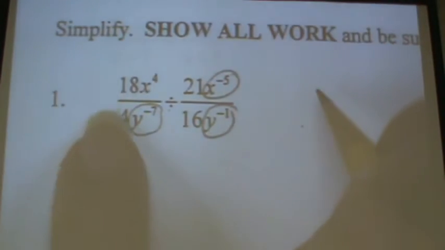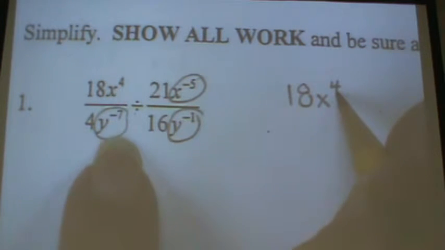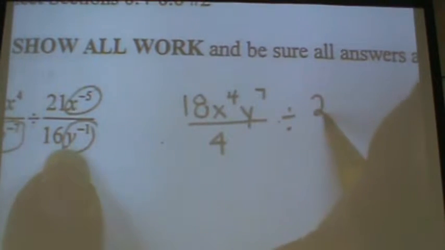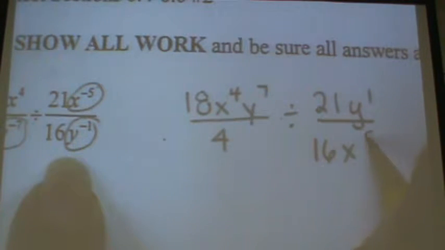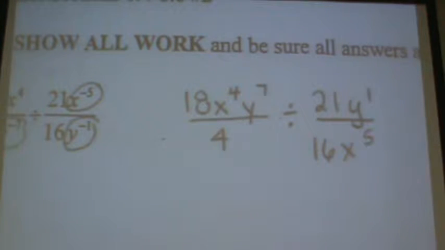So in other words, this problem is 18x to the 4th, y to the 7th over 4, divided by 21y to the 1st over 16x to the 5th. Do you agree with that? Yes. All right, now let's start to state our restrictions.